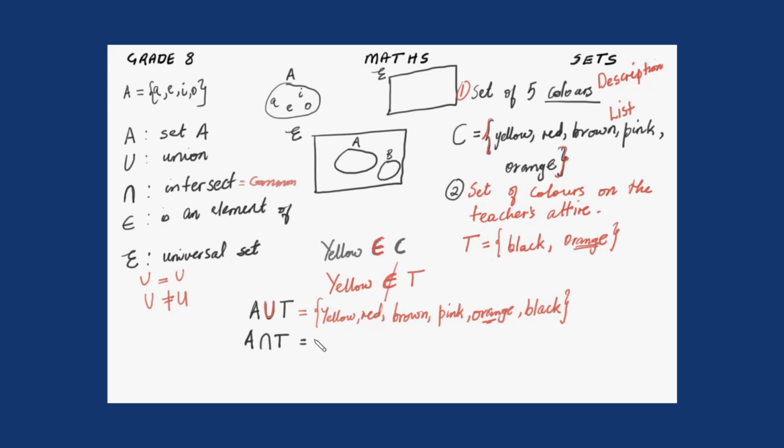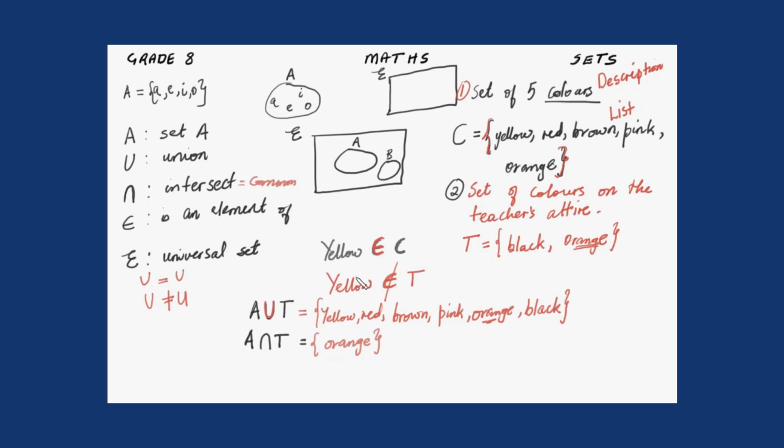That means A intersect T by listing, we'll just say orange. It's one color. We close the set braces. All right? That is it, guys. So that's what I wanted you to know. I've talked about the name of the set, the union of the set, the intersection of the set. I've talked about the element of and not an element of. Right?